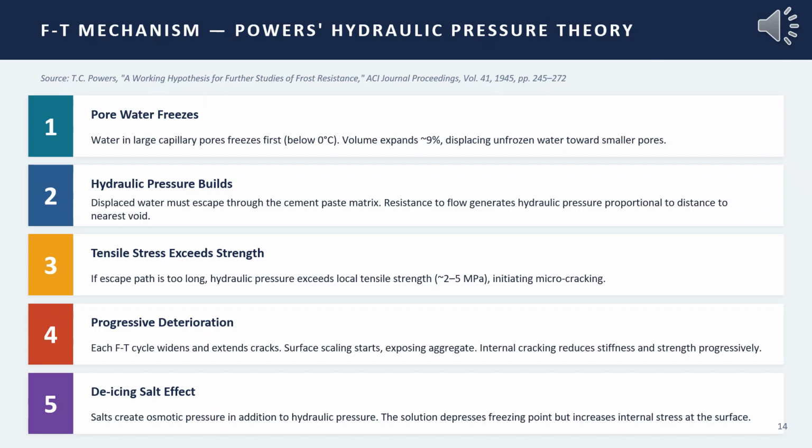So the key insight from Powers' analysis, and the design solution, is that if we create closely spaced air voids throughout the paste, we give the displaced water somewhere to go, relieving the pressure before it reaches the tensile strength of concrete. That is the physical mechanism behind air entrainment, which we will cover next.